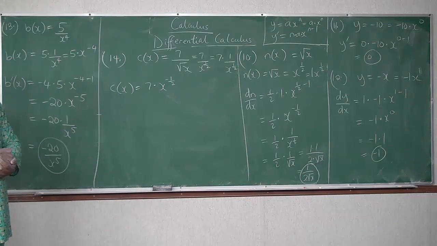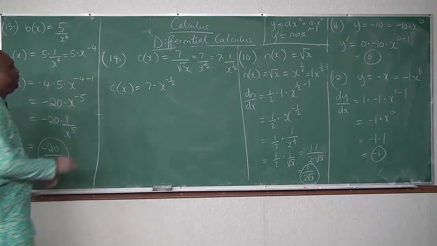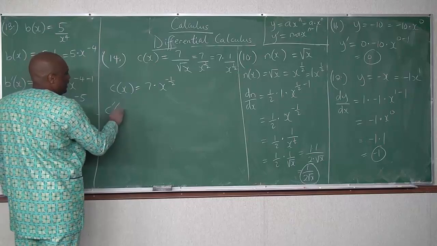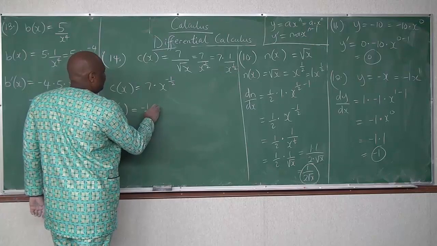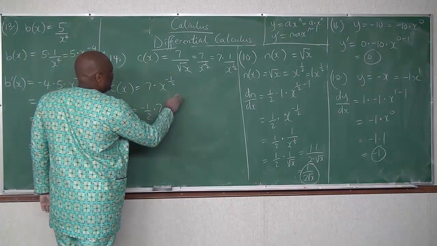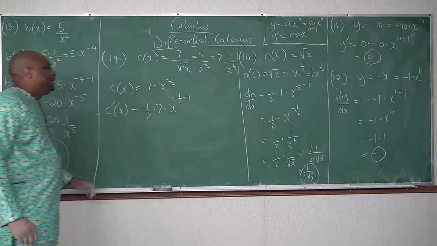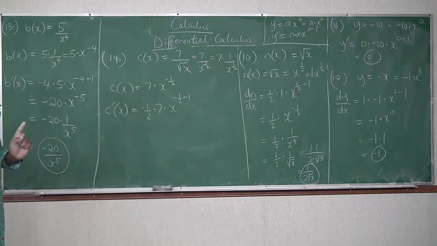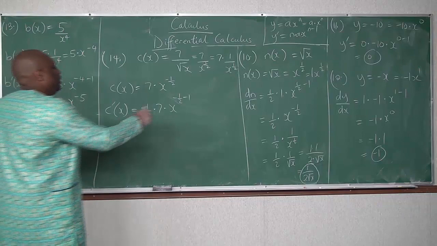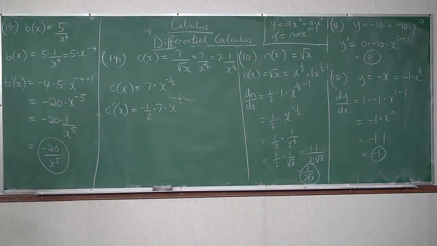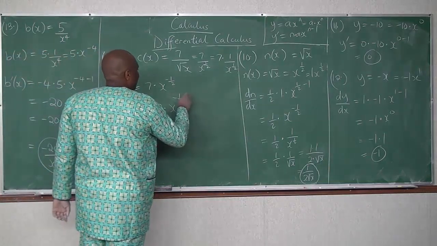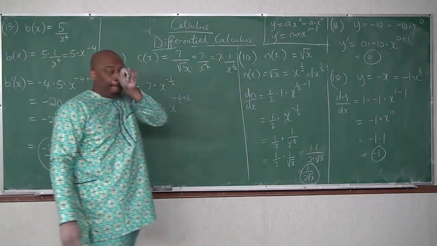See that? Any question? So c prime of x will be what? c prime of x will be negative 1 half times 7 times x to the negative 1 half minus 1. The mistake that students make, they always forget to do that minus 1, and that becomes a problem. So this is negative 1 half, minus, always remember to put it.